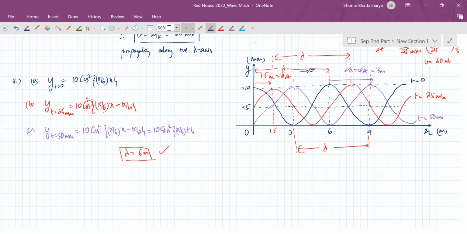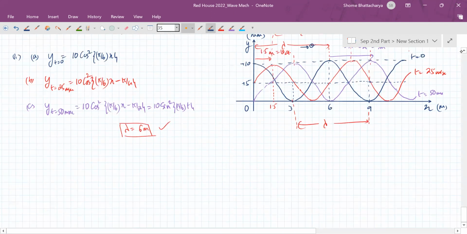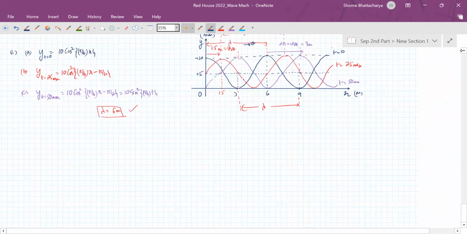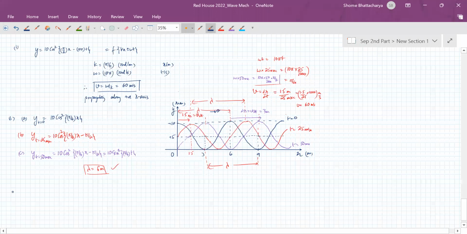Okay, now let's look at the third part to understand the periodicity of the oscillation of the medium particles. Okay. So y versus time at x equal to 0, you can see is a 10 cos square 10 pi t kind of graph.